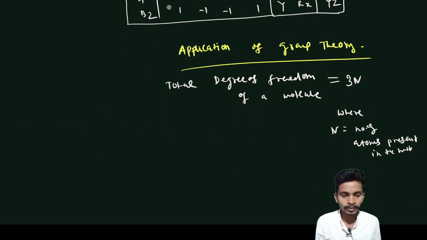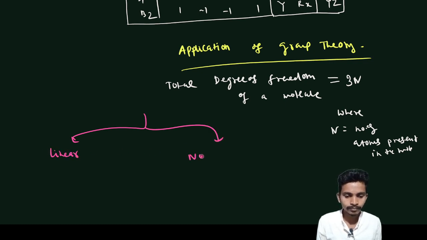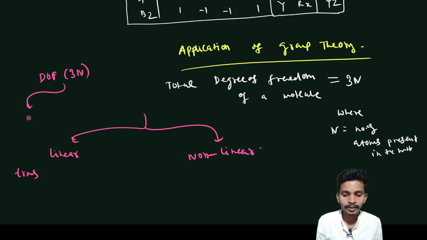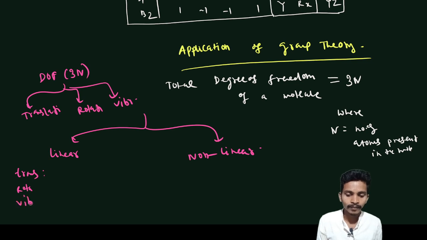So we know that we have two types of molecules. One is linear, and the other type is non-linear. The total degree of freedom 3n can be of three types: either translational, rotational, or vibrational.